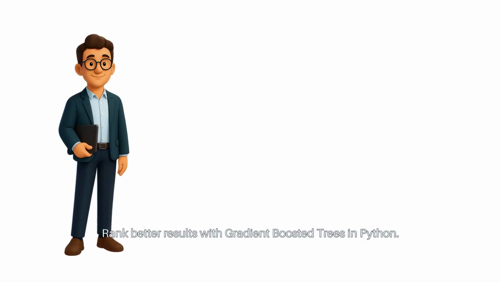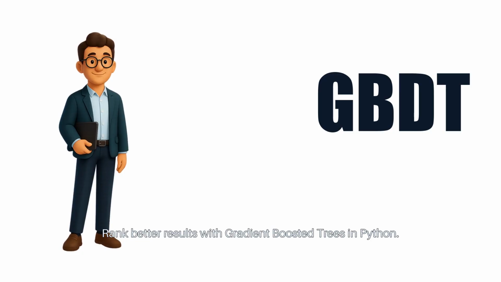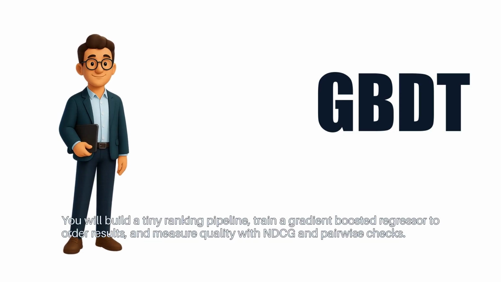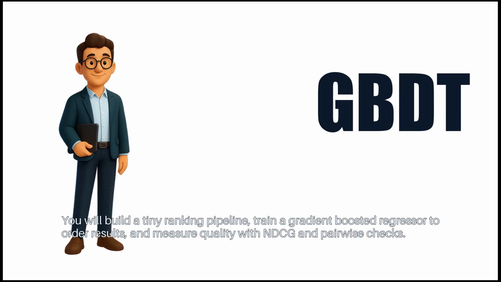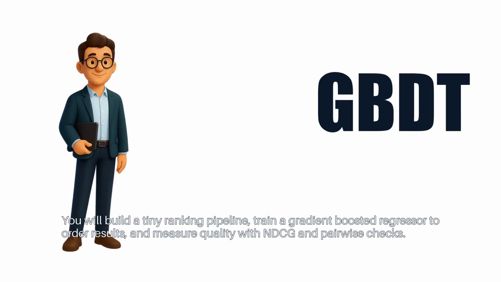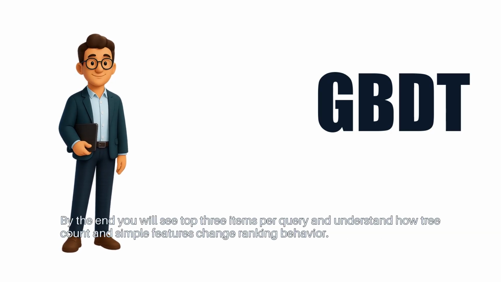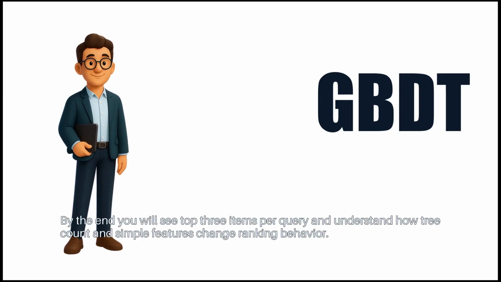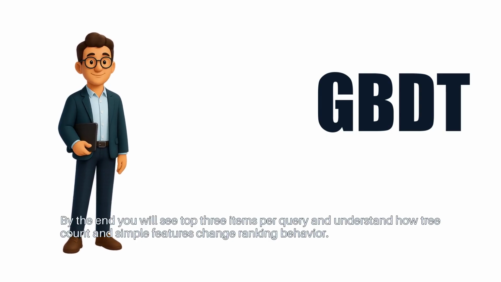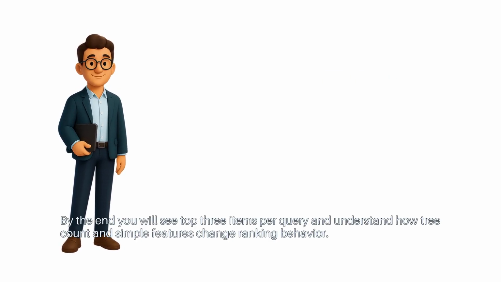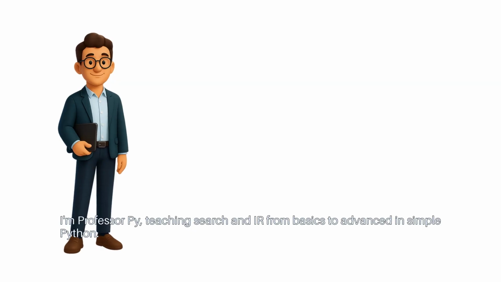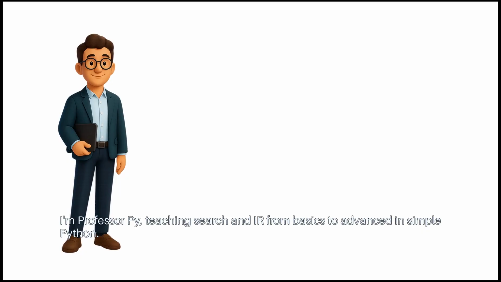Rank better results with gradient-boosted trees in Python. You will build a tiny ranking pipeline, train a gradient-boosted regressor to order results, and measure quality with NDCG and pairwise checks. By the end, you will see top 3 items per query and understand how tree count and simple features change ranking behavior. I'm Professor Pi, teaching search and IR from basics to advanced in simple Python.